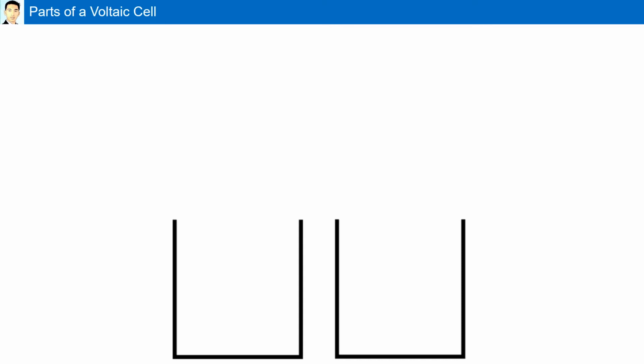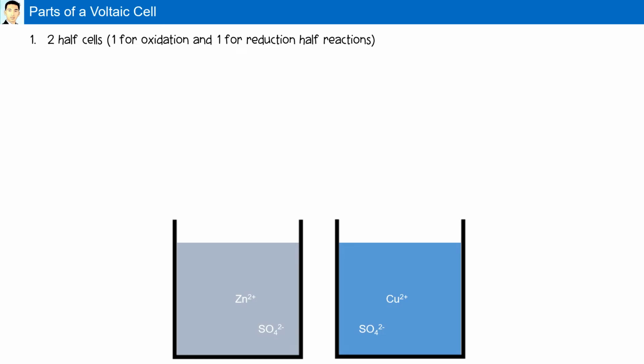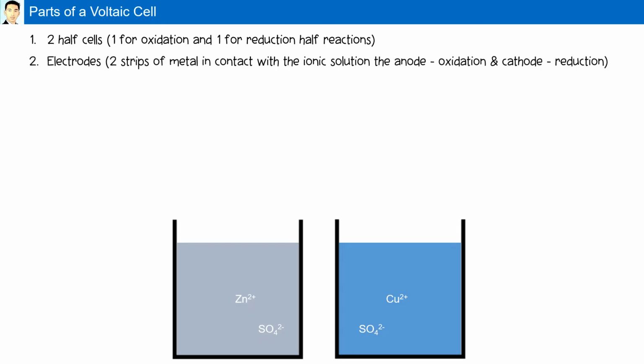Parts of a voltaic cell. A voltaic cell consists of two half cells, one for oxidation and one for reduction. In these half cells, we have an ionic solution. In addition, we have electrodes. These are two strips of metal which are in contact with the ionic solution. The two electrodes have specific names: anode, where oxidation takes place, and cathode, where reduction takes place.